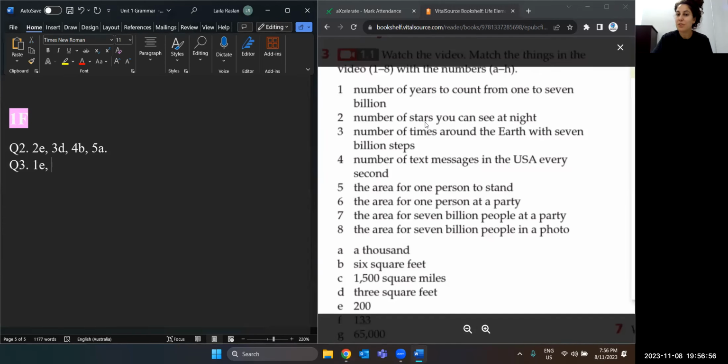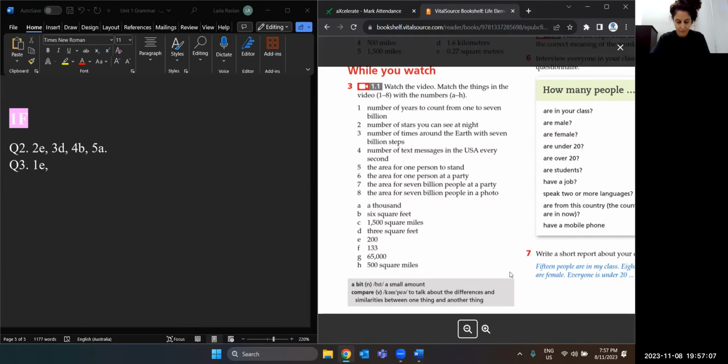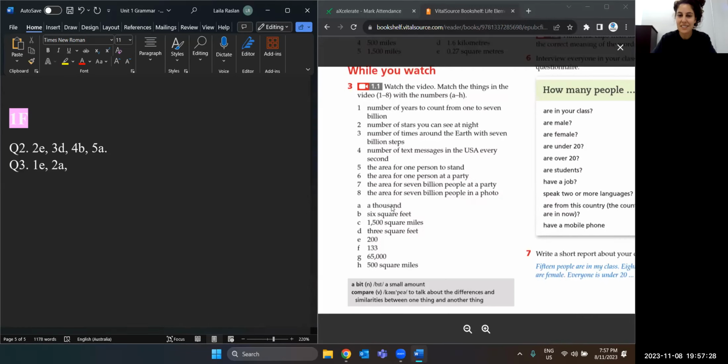What's the number of stars you can see at night? The number of stars at night. A, 1,000. Yes. So we can see 2A. It makes sense. Well, I think more than, about 1,000. So we can see 1,000 stars. At least we can count 1,000 stars that we can see at night.